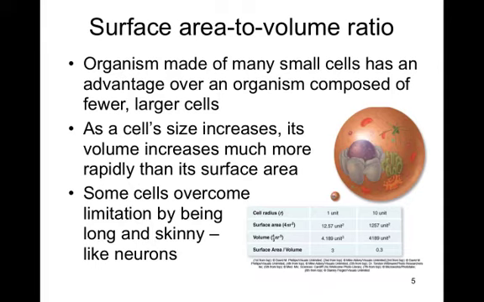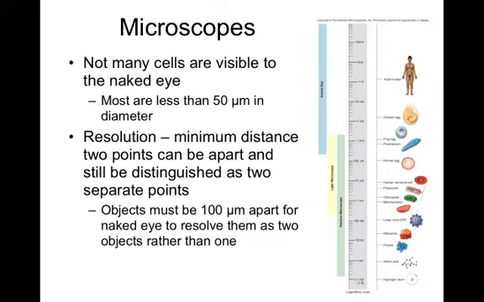Organisms made of many cells have an advantage over those organisms that are composed of fewer larger cells, because each individual cell has much more likelihood of getting the nutrients that it needs and ridding itself of waste in an appropriate time. So not many cells are visible to the naked eye. Most of them are less than 50 micrometers in diameter. So to visualize a cell, we need the aid of technology, and the development of microscopes and their refinement over the centuries have allowed us to continually explore cells in greater and greater detail.